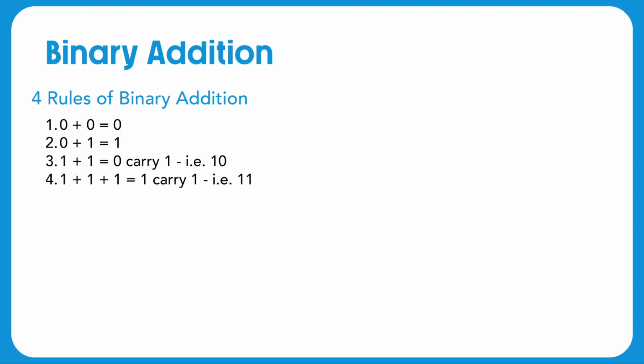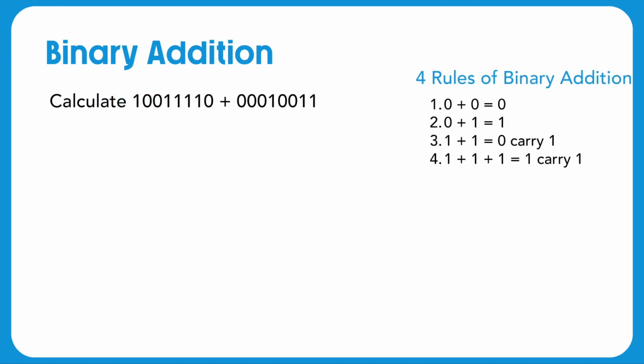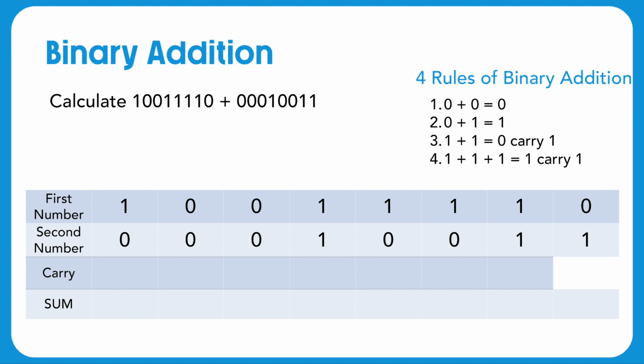Rule 4 is when you add 3 ones together. Then you get a 1 and you carry a 1, so you'll get the binary 11. Let's see these rules in action with an example. Let's calculate 100111110 plus 00010011. First of all, let's plot these values onto a table with 2 extra rows, one for our carry values and one for our final sum.